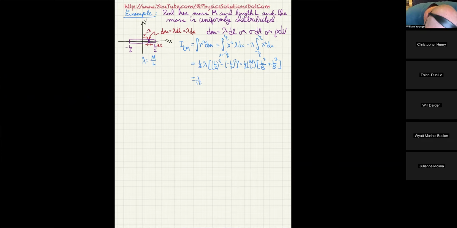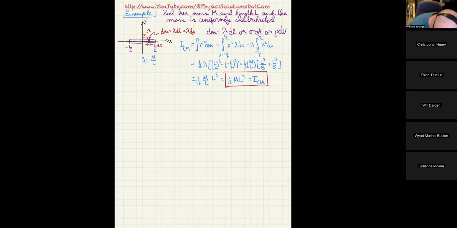And therefore I have 1/12 M over L, L cubed. And you can see that that gives me 1/12 ML squared is equal to I about the center of mass. So that's the moment of inertia if rotated about the center of mass.